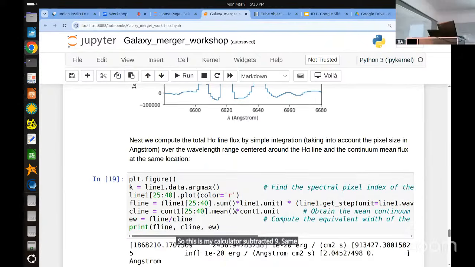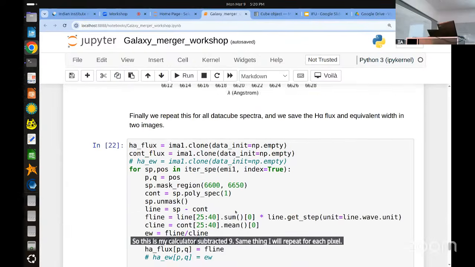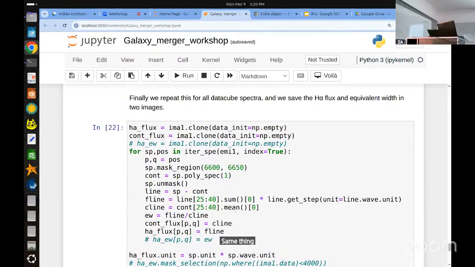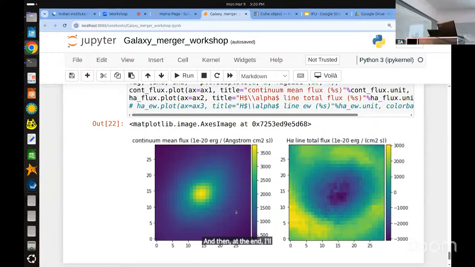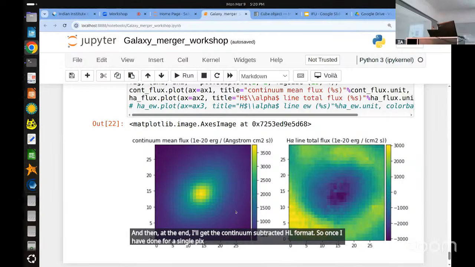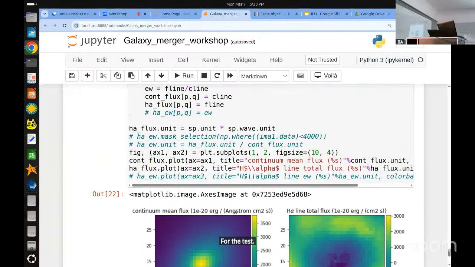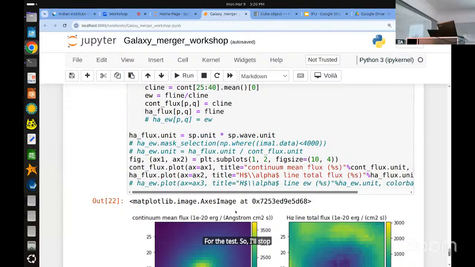Same thing I will repeat for each pixel. Same thing I have repeated for each pixel of the cube, which is being done here in the loop. And then at the end, I'll get a continuum subtracted H alpha map. So once I have done it for a single pixel, the same thing I have repeated for the entire cube within that range of the H alpha, and then I am finally getting a continuum subtracted H alpha image for the galaxy. So I'll stop here. Are there any questions?